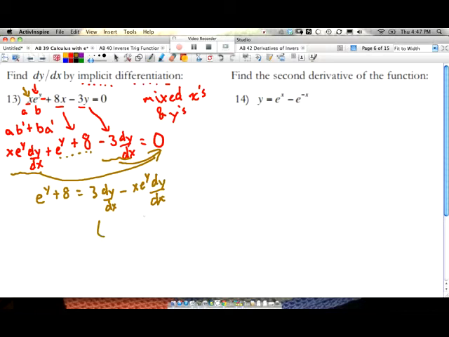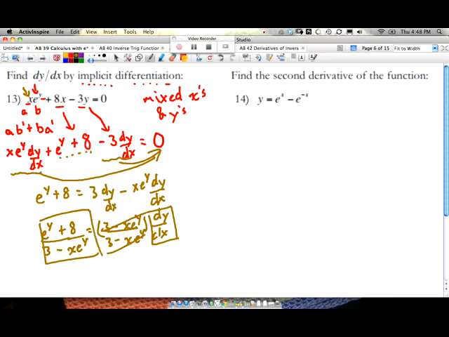And then from this point, I could factor out that dy dx. I'd have 3 minus x e to the y, and all this equals e to the y plus 8. So I'm going to divide both sides by this, 3 minus x e to the y. Hey, look at that. I'm done. dy dx, got it by itself, equals this. That was cool.